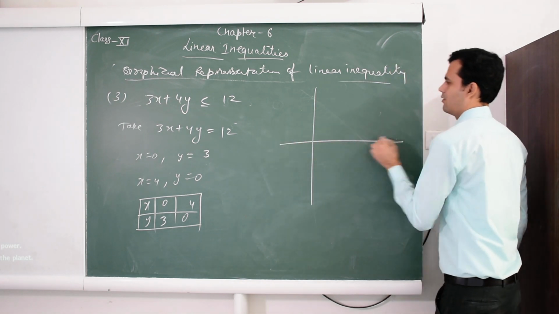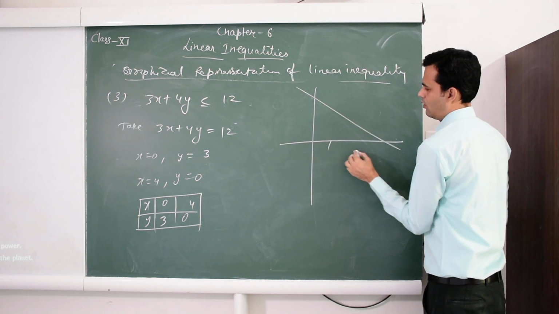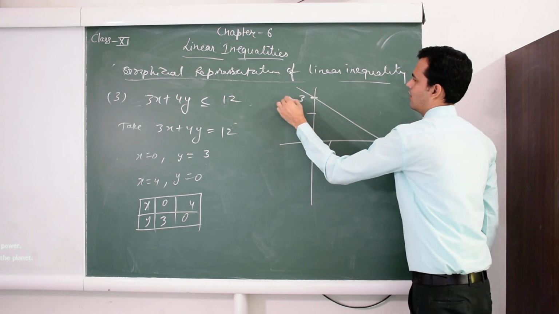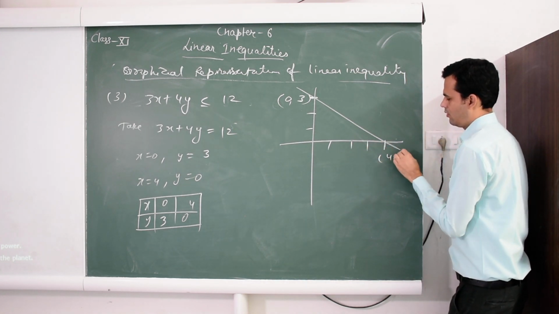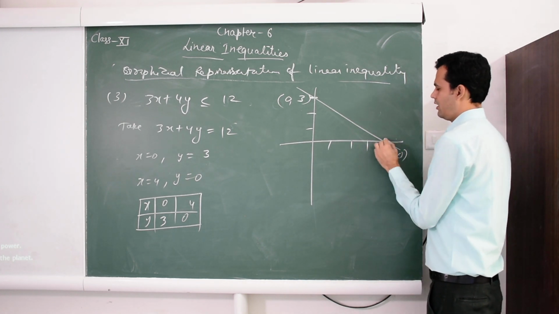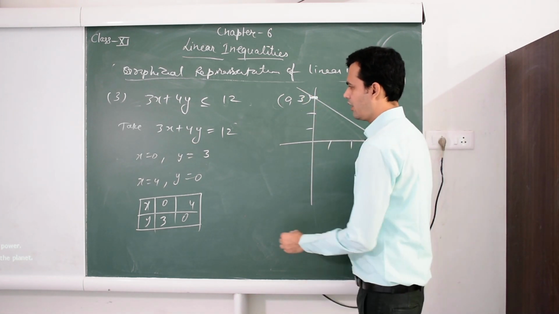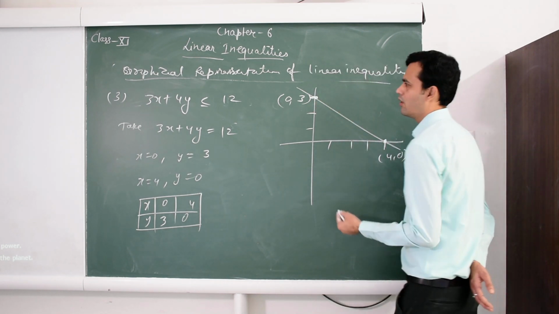We represent it: x 0, y 3, 1, 2, 3, and 1, 2, 3, 4, that is 4, 0. These are the 2 points, so we can easily draw the graph. Now we solve for the condition of true and false.